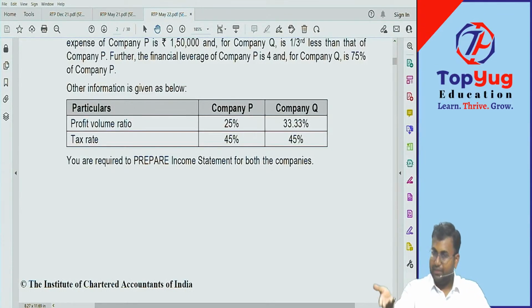Profit volume ratio, again same thing. Yes, sales का 25% is contribution. Company Q case में it is 33.33, that is 1/3. Tax rate is 45. You are required to prepare the income statement. खाली sales minus variable cost minus fixed cost minus interest minus tax, इतना बनाना है बस. That's it. Are we all good?